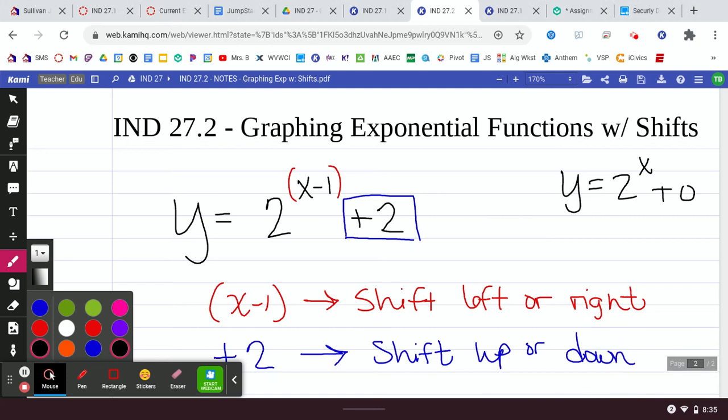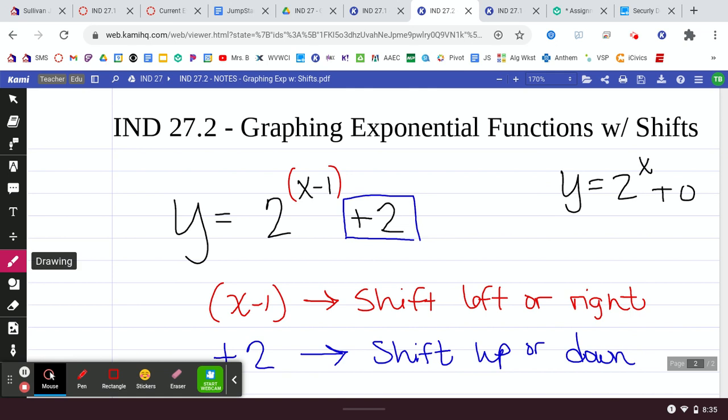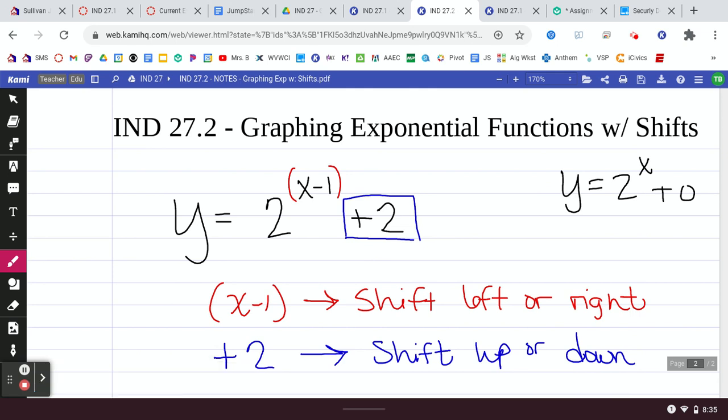All right, so indicator 27.2, graphing exponential functions. Today we're going to be talking about shifts. And you can see here by the color coding, we've got a little bit more to our functions. There can be a shift up in the exponent, which is in red. Those cause a shift to the left or right. You can have a shift on the end, which is the +2 in blue, and those are going to shift your graph up and down.